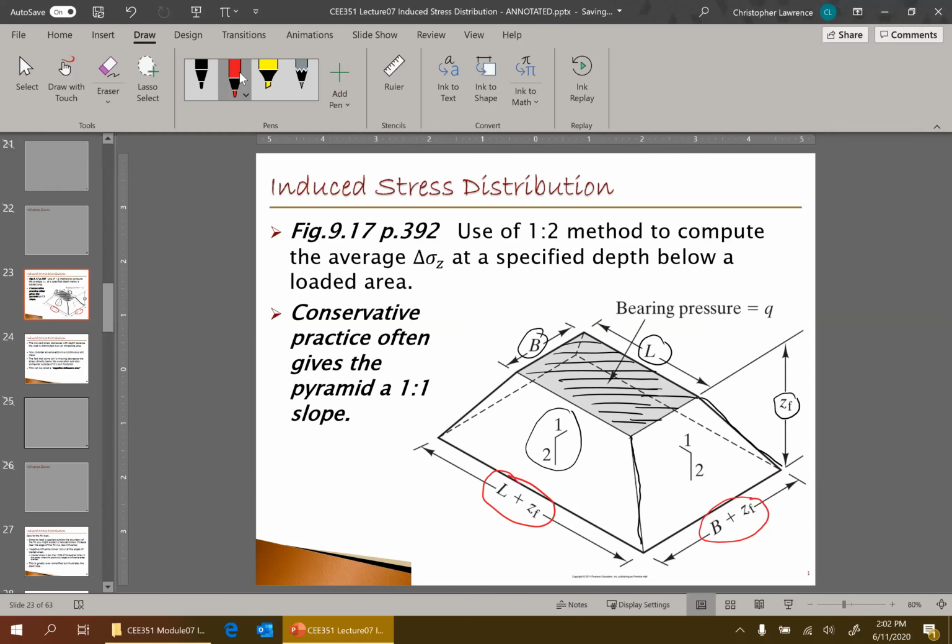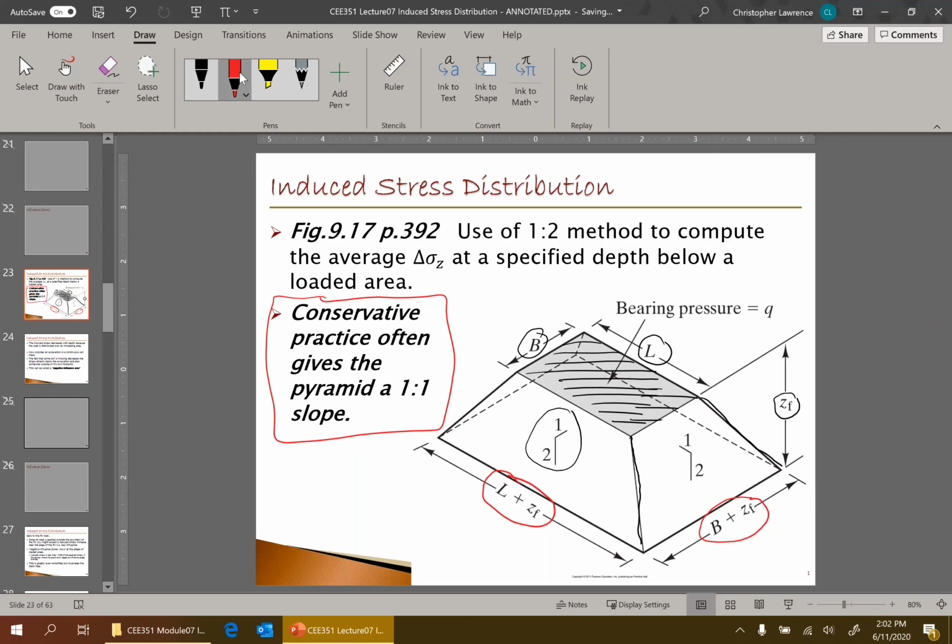It's very commonly done in construction, not so much in engineering, where we really try to be a lot more accurate. Conservative practice often assumes a 1-to-1 slope instead of a 2-to-1, which simply makes it more safe. And again, that's where that 45 degrees comes from.